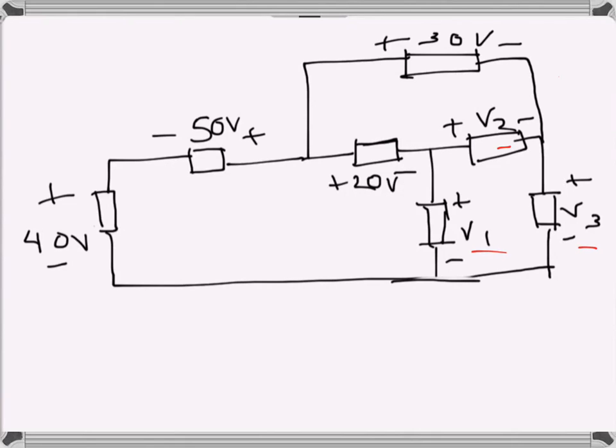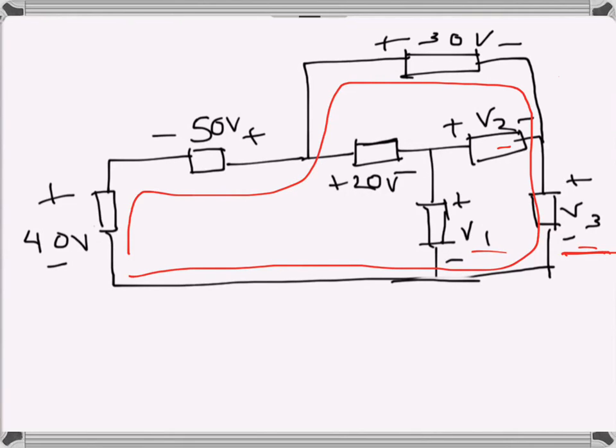So first we will have to choose loops correctly. Let's first try to find V3 and let's choose this loop. I will draw the loop, the outer one, like that. Let's travel in the counterclockwise direction, and let's write the rises as positive and drops as negative.